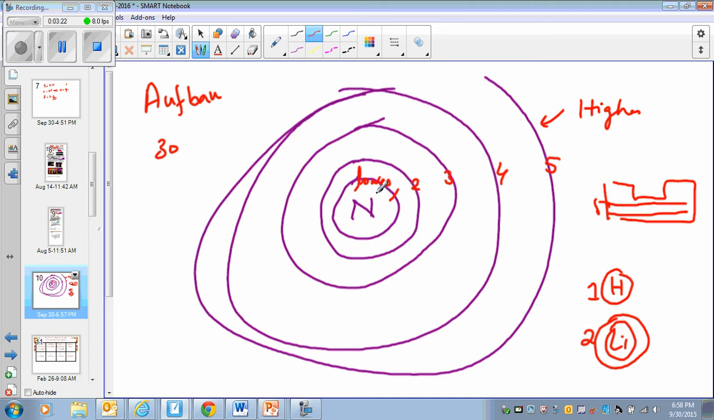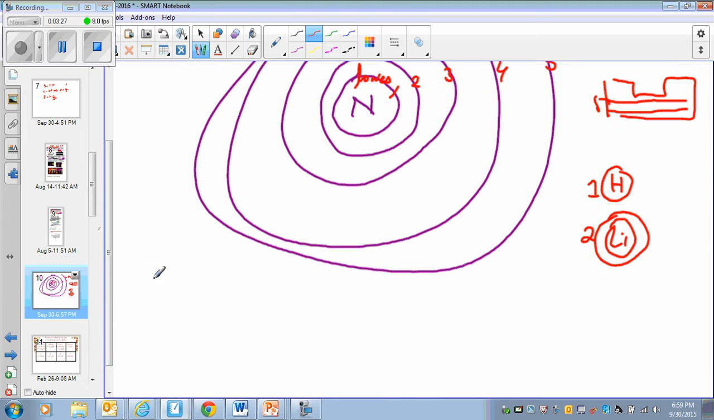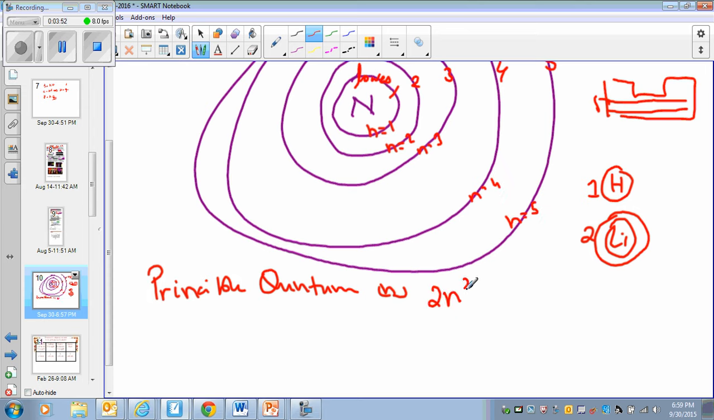Now, how do I know how many electrons go to each energy level? Bohr explained this by the quantum number called the principal quantum number. We represent it by n. So this is n equals 1, this is n equals 2, this is n equals 3, this is n equals 4 and n equals 5. Bohr gave us the formula 2n squared to calculate the maximum number of electrons in any given energy level.